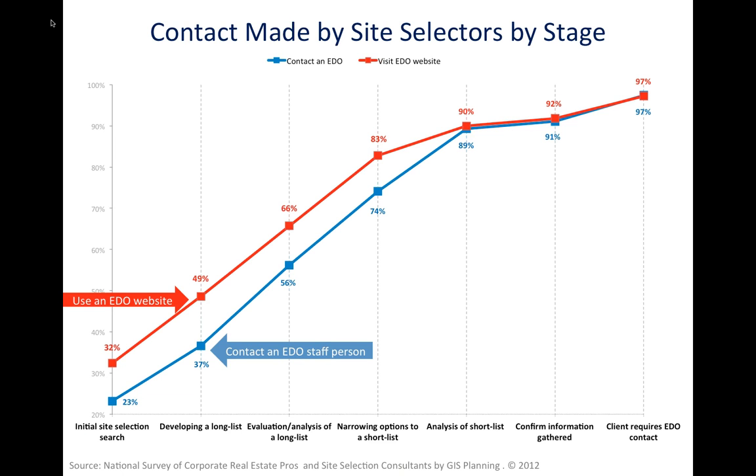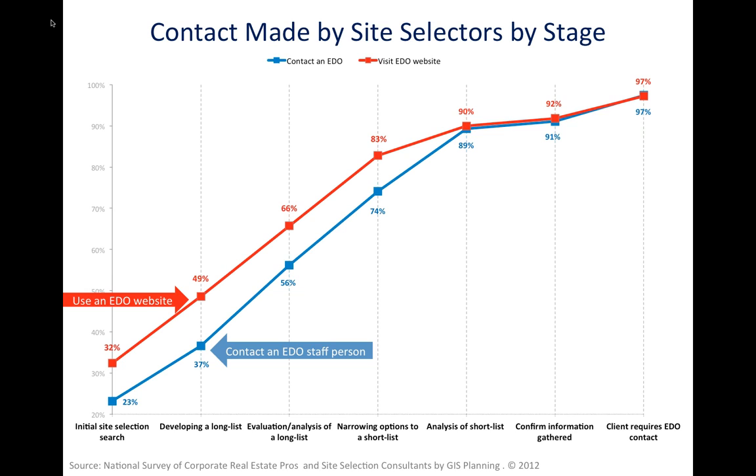Now, why is this happening, and why is it important? Well, we also conducted a survey of site selection consultants and corporate real estate professionals. What we wanted to understand is, when were they making contact with economic development organizations and chambers in terms of their people and their website? What you can see in the blue line is when they actually reach out and make a phone call, or send an email, or make personal contact with someone. And red is when they contact the website, or they use the website. And this is divided up across the different phases of site selection analysis.